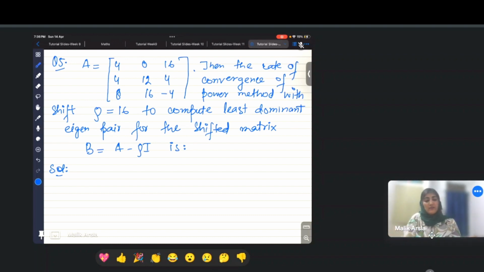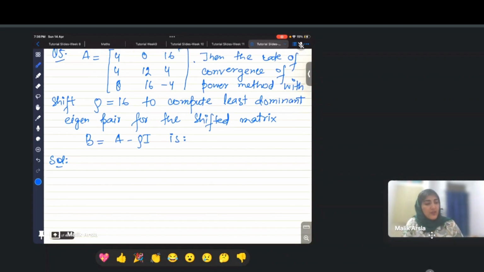Then the B matrix is 14, 10, minus 10, 23, 3, 3, 35, 11, minus 5, right? No, it's 4 minus 16, it will be minus 12. You have to just subtract from the diagonal entries because it's rho I. Okay, so the solution, I'm doing it here. I was reading out a different answer, a different question. Sorry, the next question. It's fine.